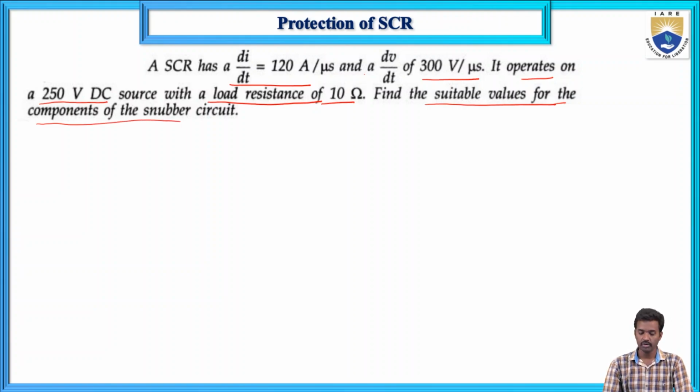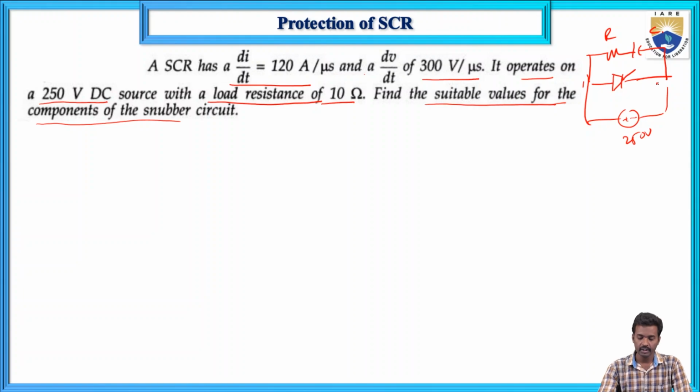Now first draw the circuit. Here this is the thyristor SCR, this is R and this is C, R and C. Here this is the supply voltage, 250 volts DC. The inductance value is not given. The load resistance is 10 ohms.